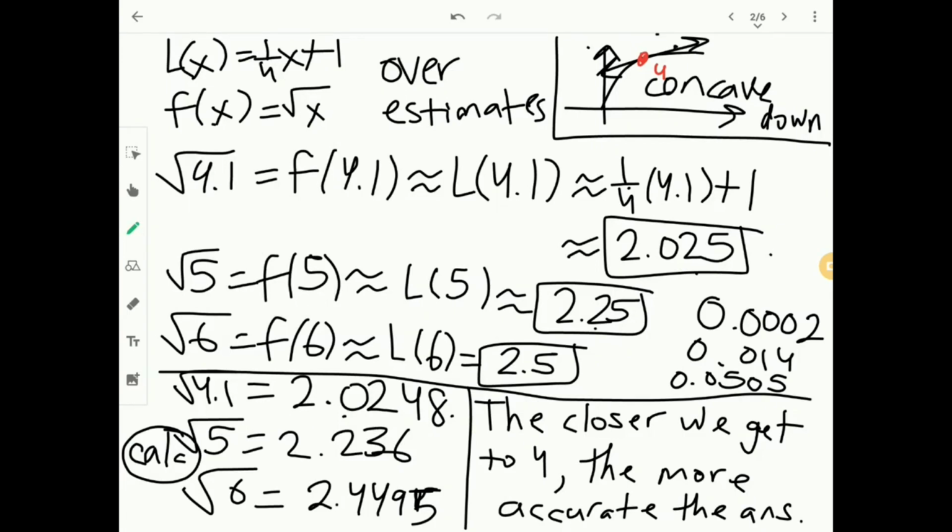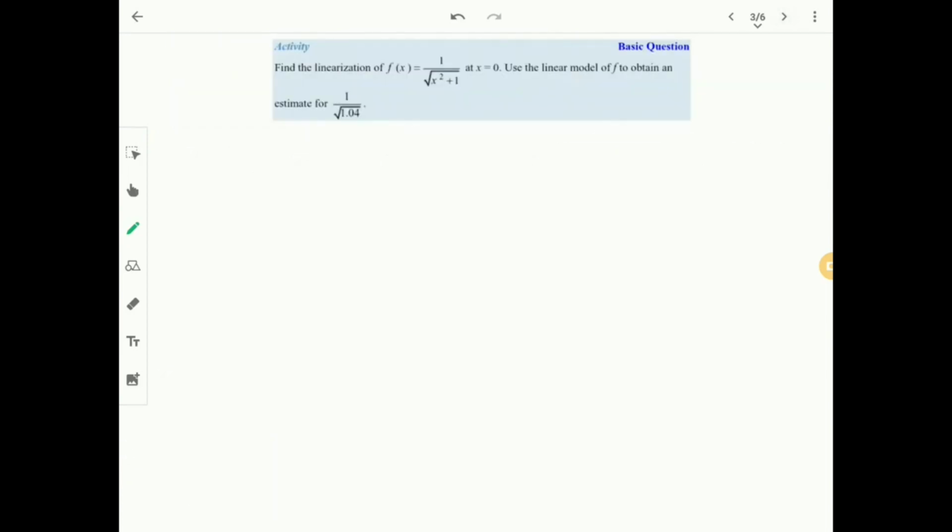Let's say this is 6. This is more than the real value. The real value is actually this. So that's why whenever the curve is concaving down, our linear model will always give us overestimates, and if it's concaving up like this, it will give us underestimates. And with this in our minds, let's solve the activity. I'll give you guys a few seconds and then we'll check together.